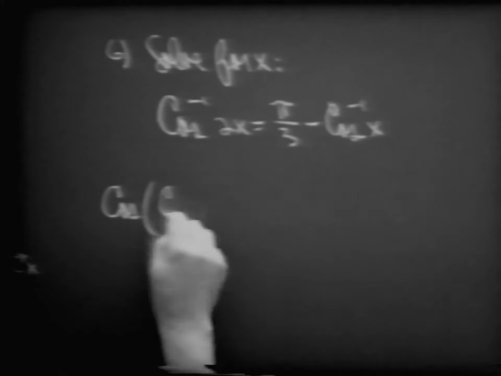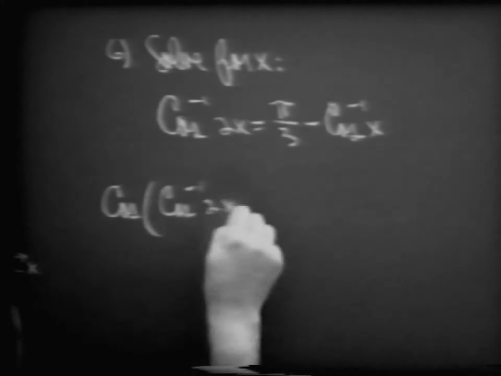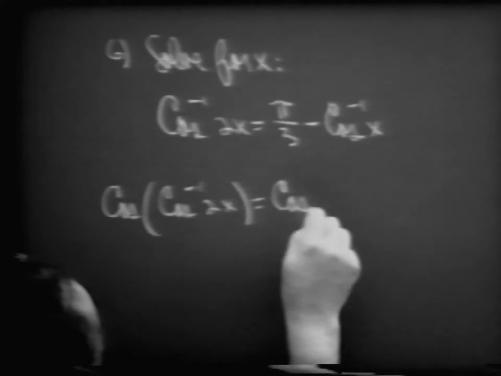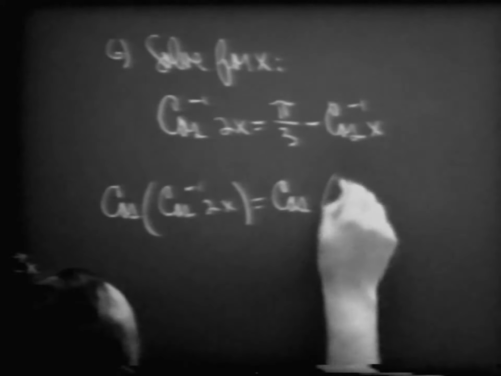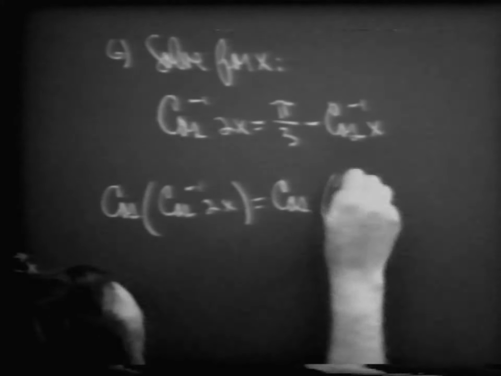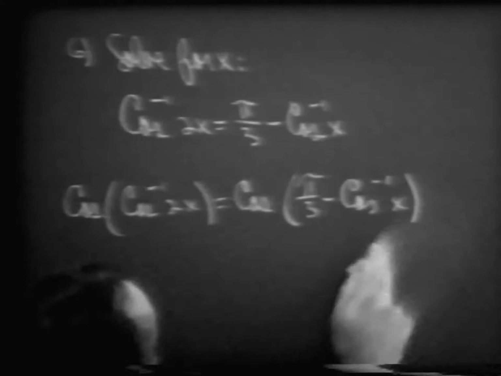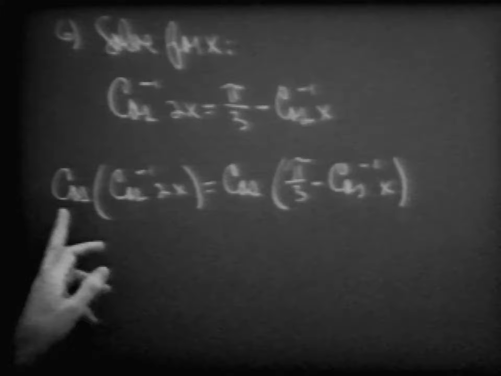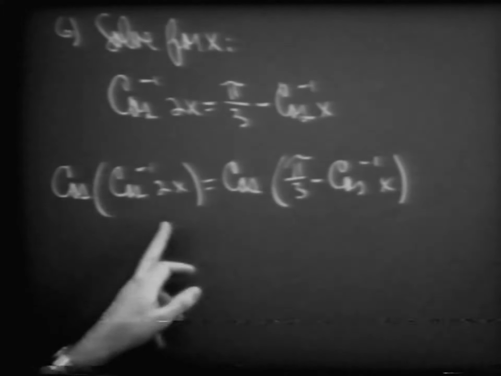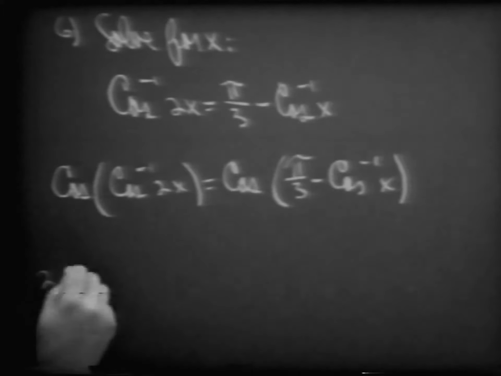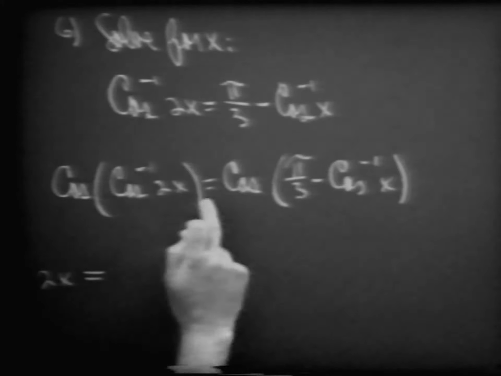So the cosine of the inverse cosine of 2x is equal to, and on the right side, notice we have the cosine of, we have there what? Pi over 3 minus the inverse cosine of x. Now, the left side, the cosine of the inverse cosine of 2x, is equal to 2x. So therefore, we have 2x is equal to.